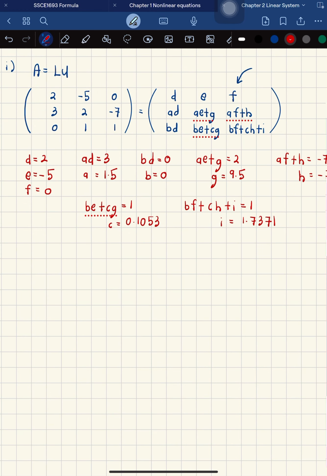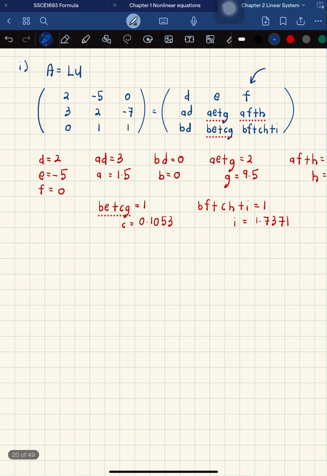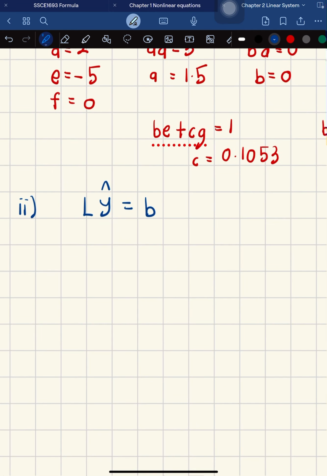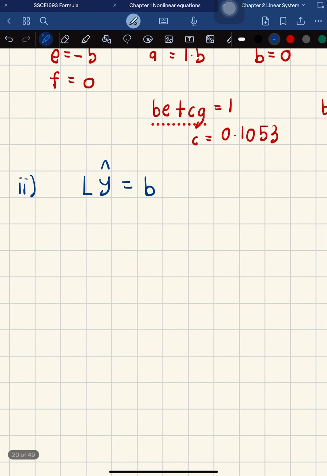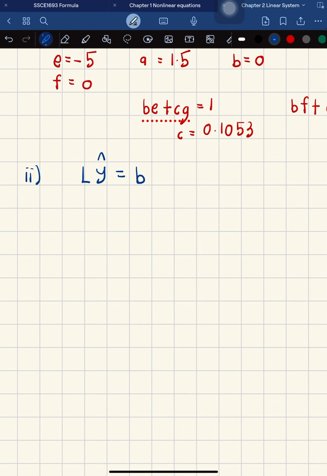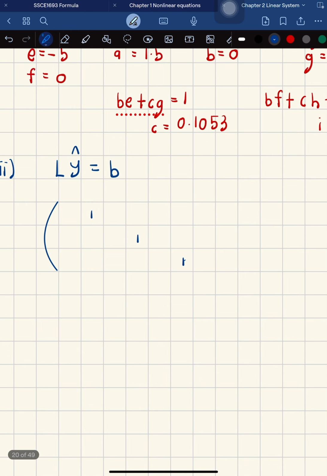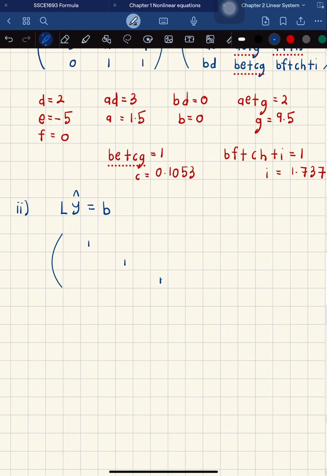So now the next step is step number 2. We need to solve LY equal to B. Okay, so our L matrix, the diagonal is 1, and then A, B, C. What is our A?